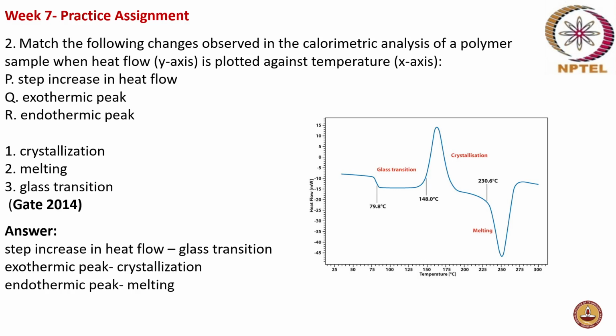So this is how your DSC curve generally looks like, heat flow versus temperature. There's a step change which indicates the glass transition process, and then your exothermic peak which indicates the crystallization process, and your endothermic peak basically indicates your melting process.